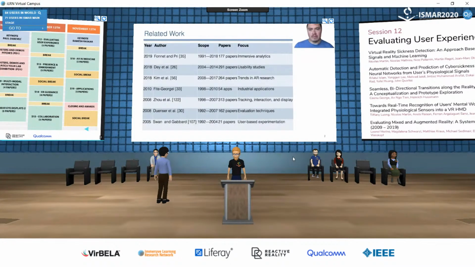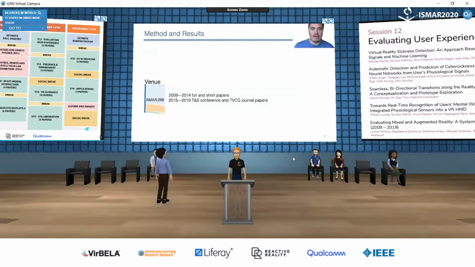In this table, I would like to summarize related work that investigated various aspects of evaluations in mixed and augmented reality. In contrast to previous work, in our investigation, we include a higher number and more recent publications and focus on a comprehensive view of evaluations. That is, we focus not only on user evaluations, but also on the evaluation of techniques.